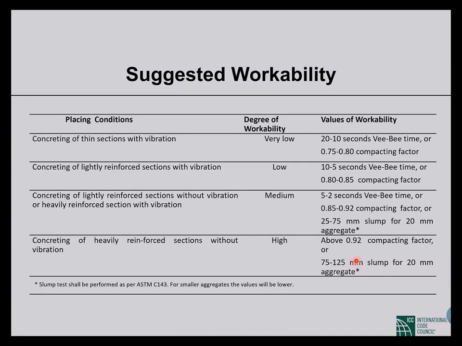After vibration, during vibration, the height gradually gets reduced, and at one time it becomes horizontal. The time taken for the concrete cone to become horizontal, that is the VB time. So for low workability situations, instead of slump, the recommended value is mentioned in terms of VB time, like 10 second VB. So according to the code, these are the recommended values of workability.